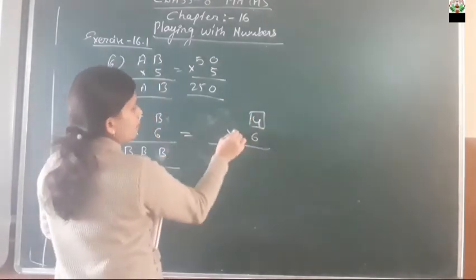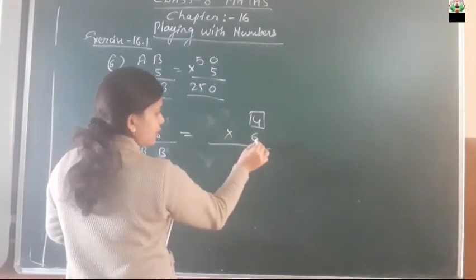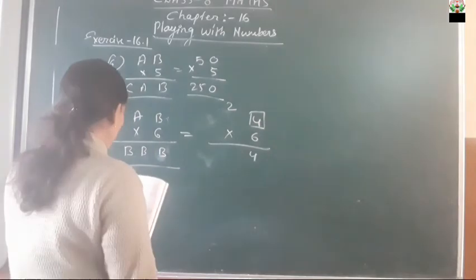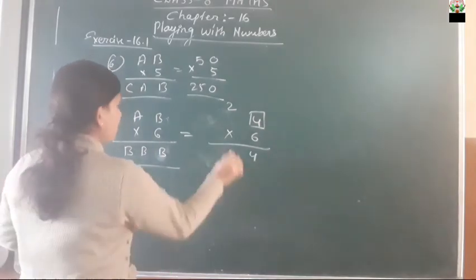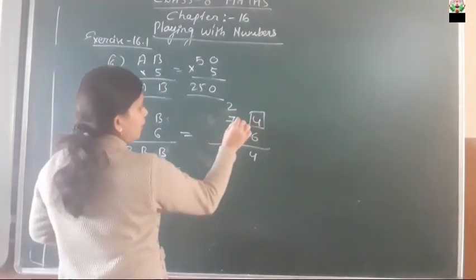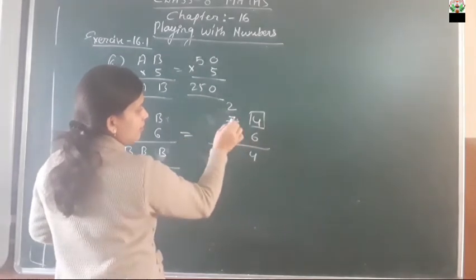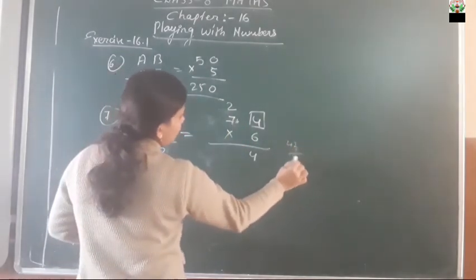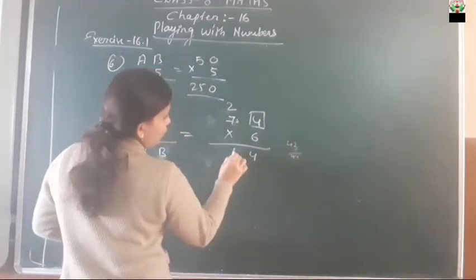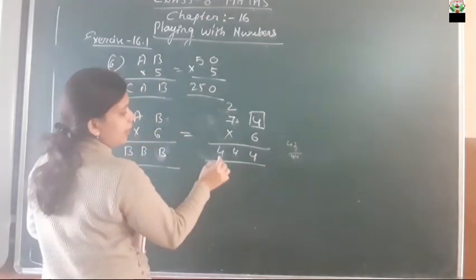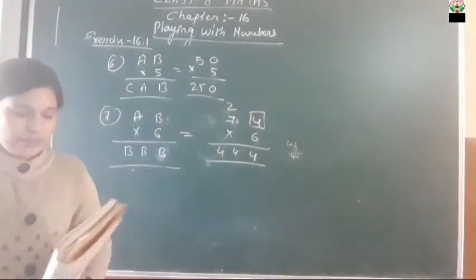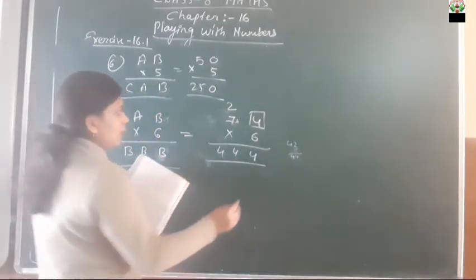multiplication, isn't it? So 4 6s are 24, isn't it? 6 4s are 24. Then value of a we will take as 7. 7 6s are 42. 42 plus 2 is 44. So 4 and 4, so this is the answer. Value of b and b is same. Clear? Moving toward the next part of the question.